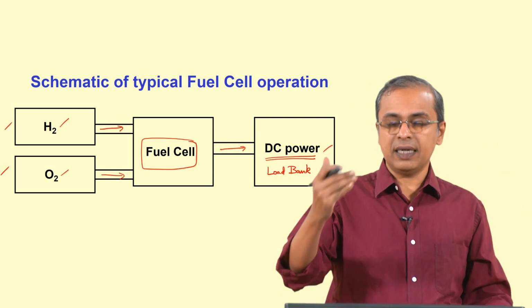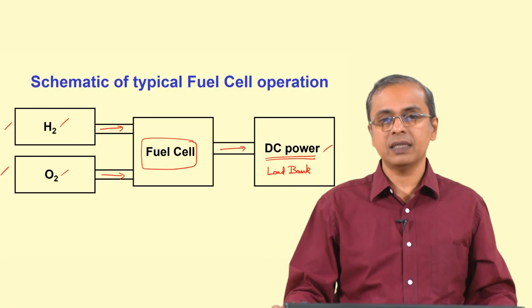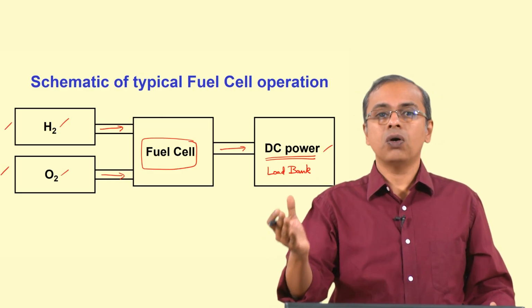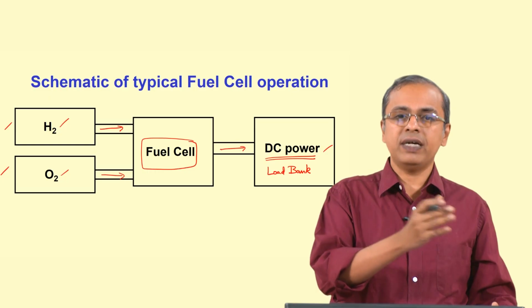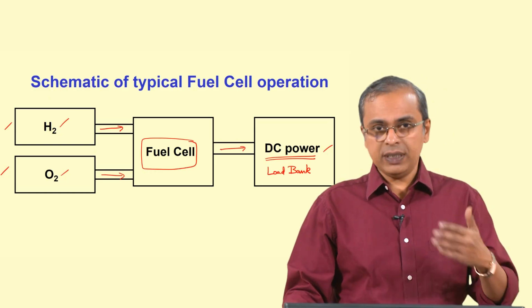And so, you can test it at 100% RH, you can test it at 80% RH, you can test it at 50% RH, basically meaning you are testing the cell in either a fully wet condition or in a relatively drier condition. So, the extent of dryness in the cell is something that you can control. So, these are all the things you can control.